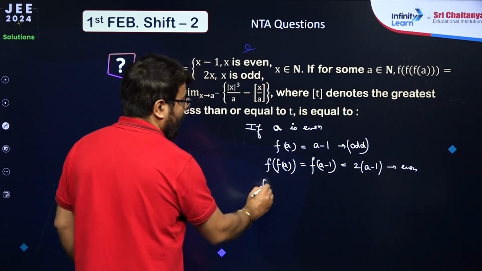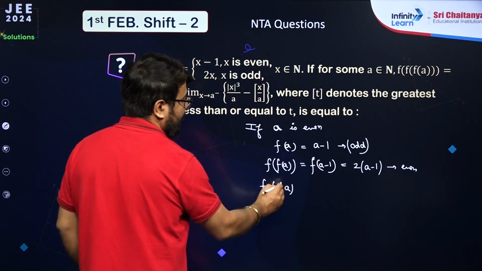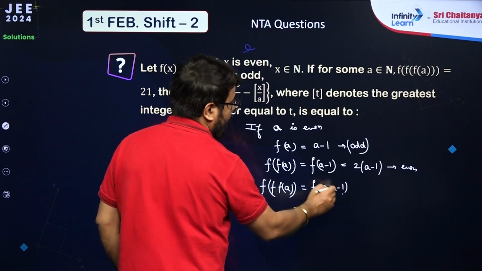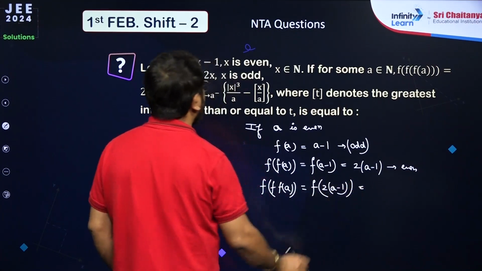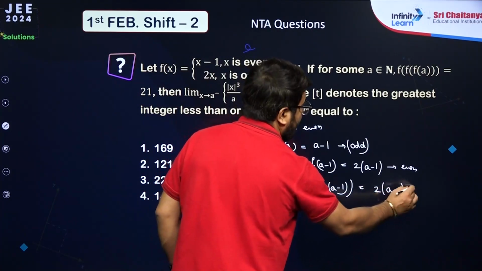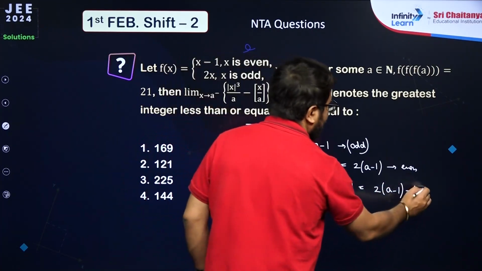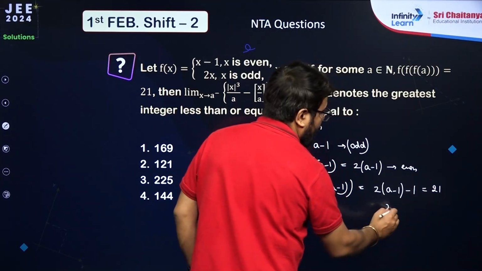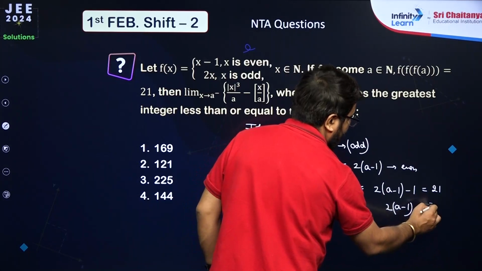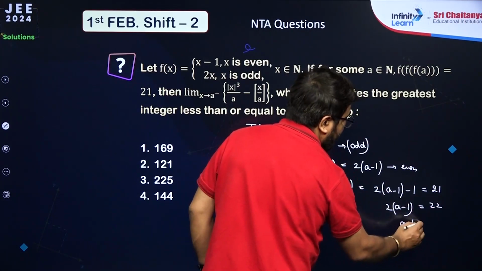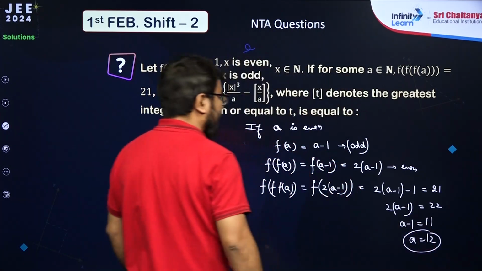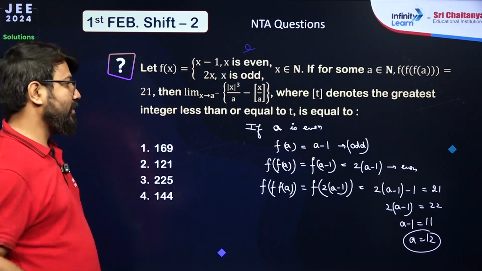So if I want to get this value f of a, that means 3 times. So it will be f of twice of a minus 1. If I keep the even quantity inside this, it will be twice of a minus 1, minus 1. So this result is actually 21. I got 2 times a minus 1 as 22 over here. I got a minus 1 as 11. I got a value as 12. So was a even? Yes. So the value of a is 12.